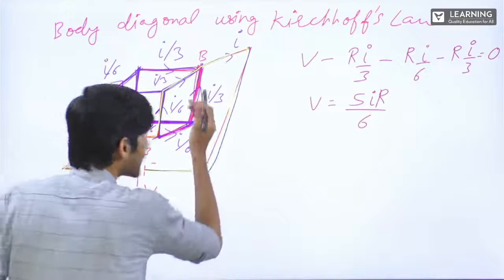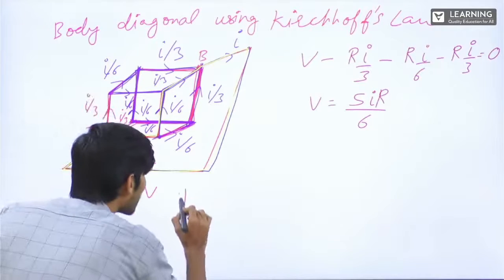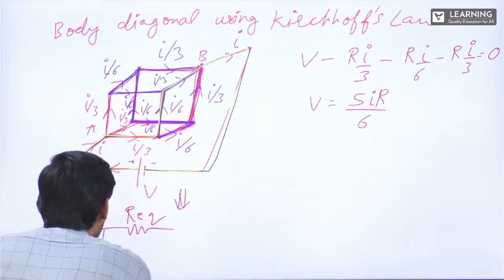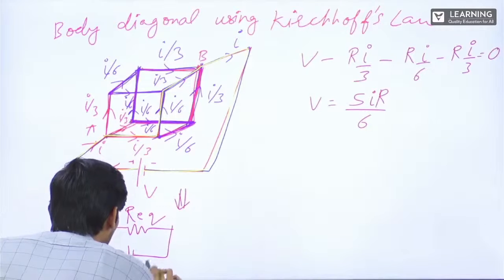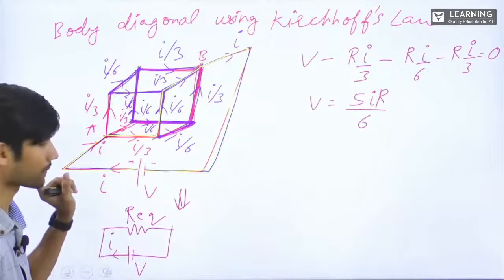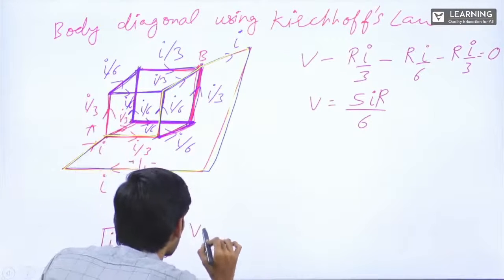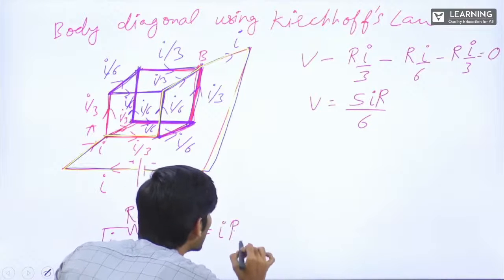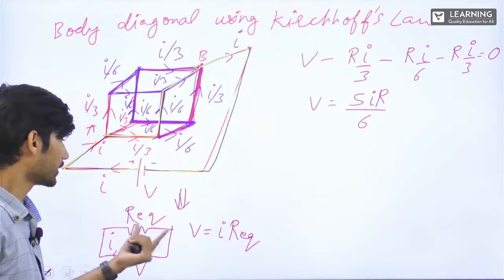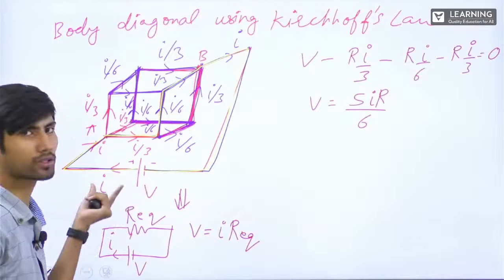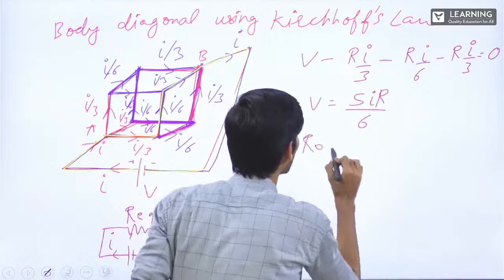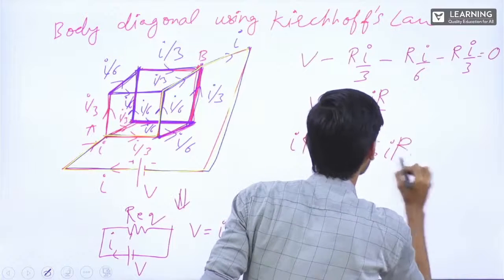Now, I want equivalent resistance, right? If I make a circuit with equivalent resistance, let's say this is R equivalent, a battery V, current I. If battery is having potential difference V, current drawn is I, then V is equal to I into R equivalent. Here also battery is V, current drawn is I. So I into R equivalent is equal to 5 IR by 6.